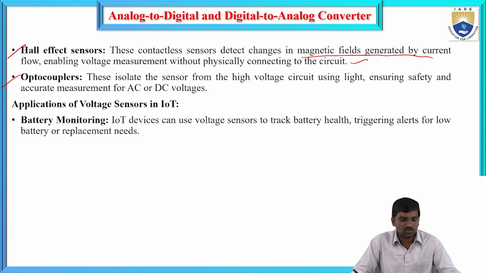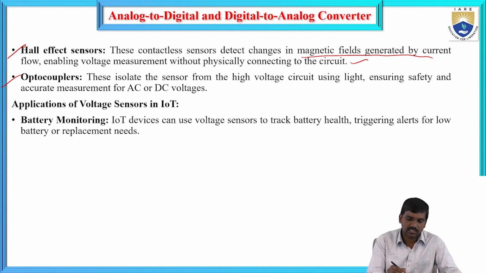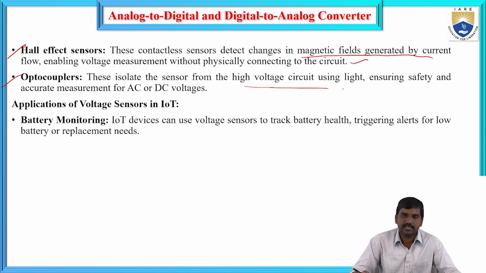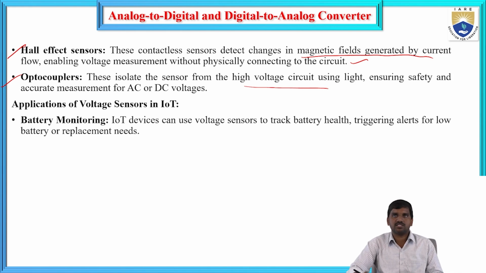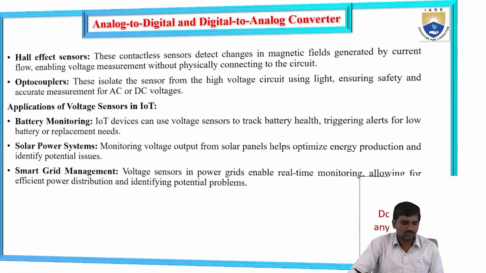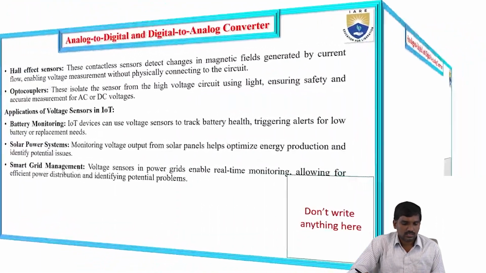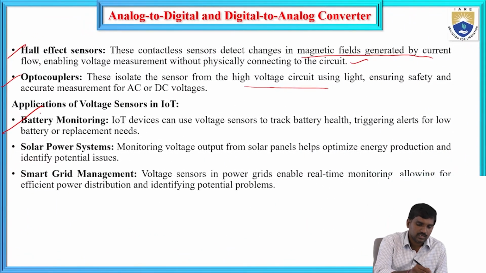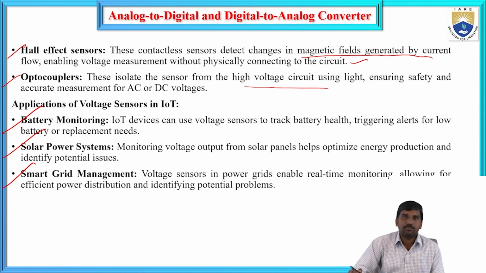And optocouplers isolate the sensor from the high voltage circuit using light, ensuring safety and accurate measurement for AC or DC voltages. So these are the types and applications of voltage sensors in IoT: battery monitoring, solar power systems, and smart grid management. Battery monitoring: an IoT device can use voltage sensors to track battery health, triggering alerts for low battery or replacement needed.